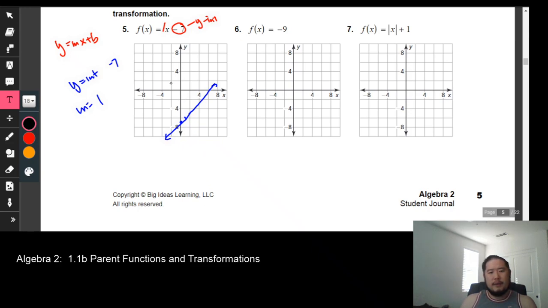That right there is the transformation. The parent function, remember, is y is equal to x. So we have right here, there's your y-intercept. We go up 1 to the right 1, up 1 to the right 1, and there's the parent function. So if we were to describe what's happening in the transformation, we can go ahead and say that it has shifted, we can go 7 units down. Okay? So once again, this right here, translation, 7 units down.